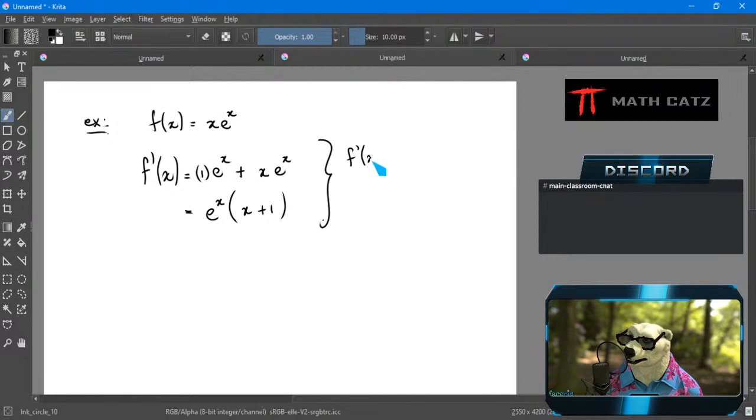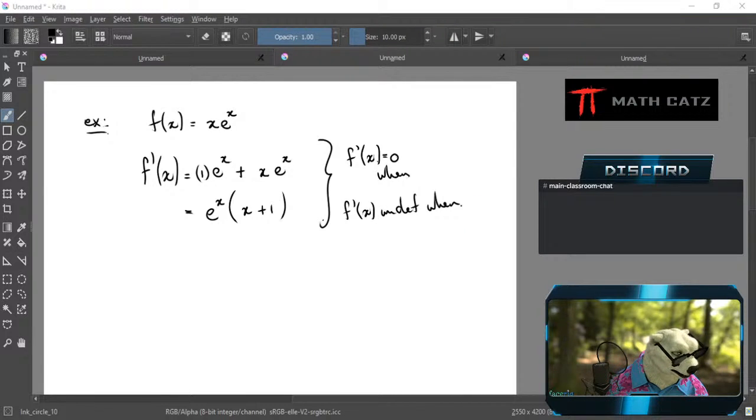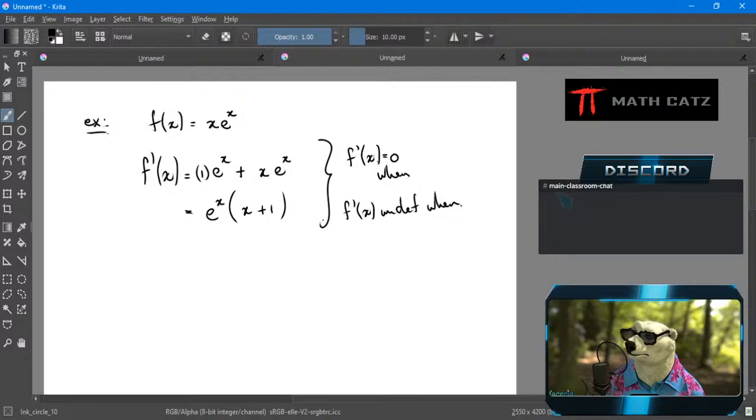Then I want to check, where is the derivative 0? Where is the derivative undefined? Always those two things, no more, no less. So now I have the luxury that I don't have a fraction to worry about. So it's going to be when either one of these two equals 0, right? It's going to be when either e to the x equals 0 or when x plus 1 equals 0.